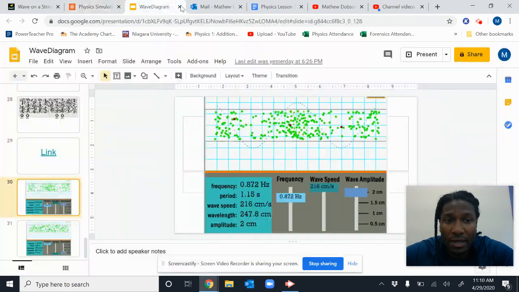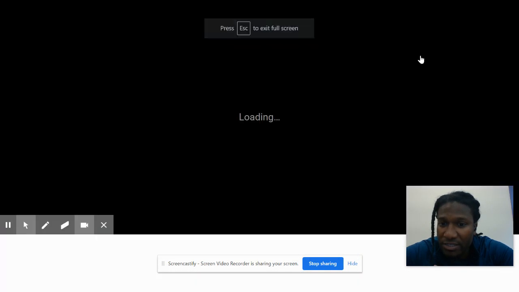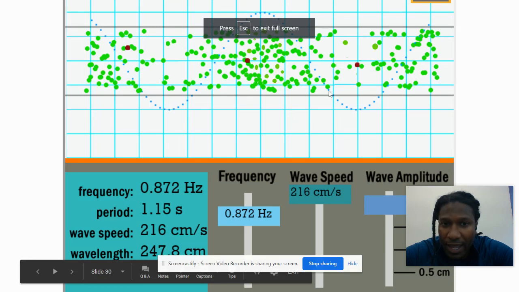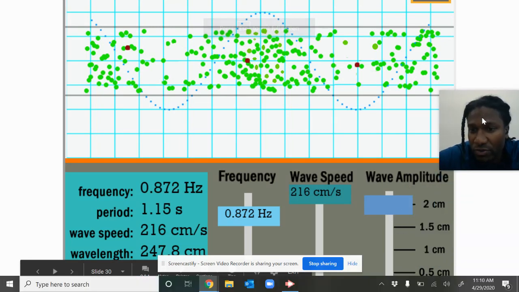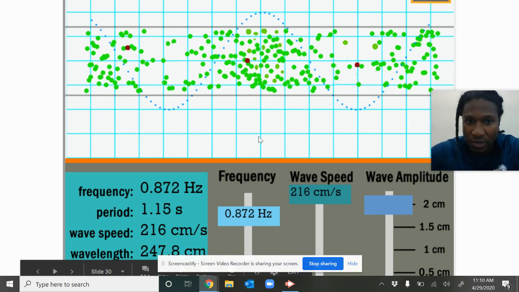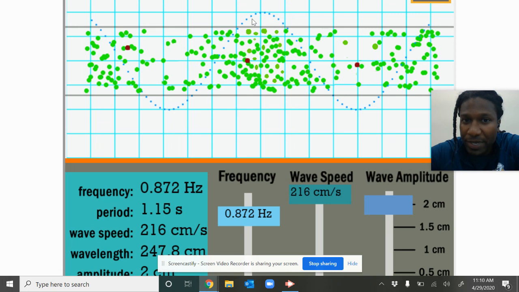So here are my screenshots. And let's check out, this is an amplitude of 2 centimeters. So this is high amplitude. And let's look at what's going on at our peaks, at our compressions. So here's a compression. Look at all these molecules here. Now, let's look at a refraction. Look at all these molecules.